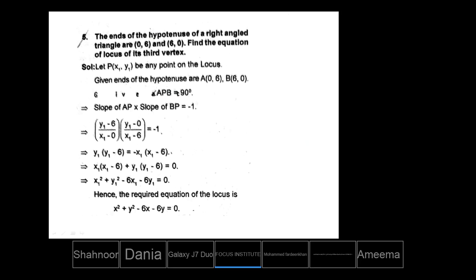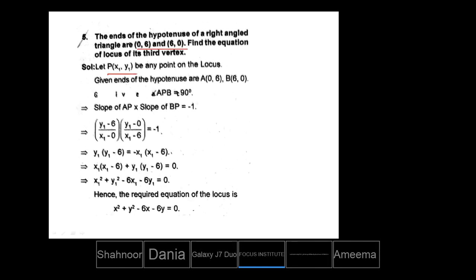So what is given? A and B are given, (0, 6) and (6, 0). We have to find the locus. So let P be (x1, y1), that is the third vertex, any point on the locus. Locus is nothing but a moving point. This is A and B.